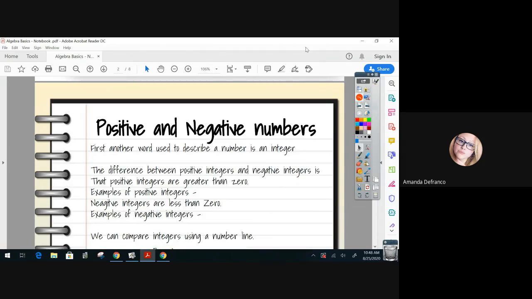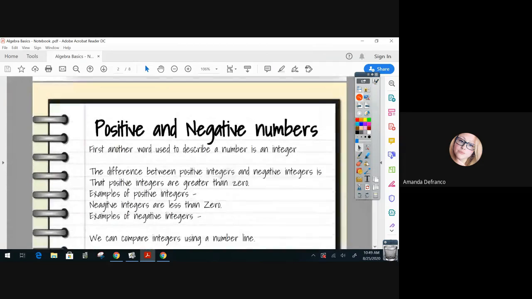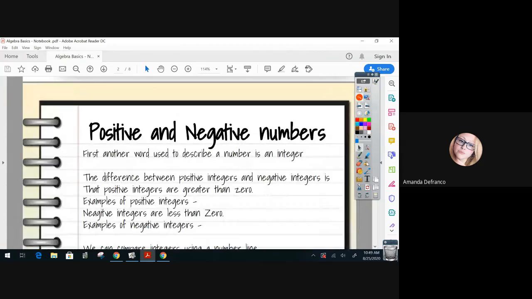So first, another word that sometimes you're going to hear when they want to say the word number is they're going to refer to it as an integer. The difference between positive integers and negative integers is that positive integers are greater than 0. Now I'm going to blow this up, but I'm also going to attach a copy. So if at any point I move too fast, you can always pause the video that I'm making, but you can also always refer to it as well. So the positive integers are greater than 0.